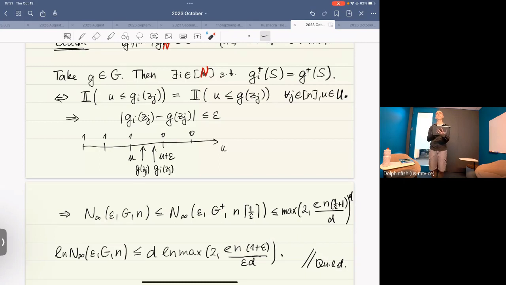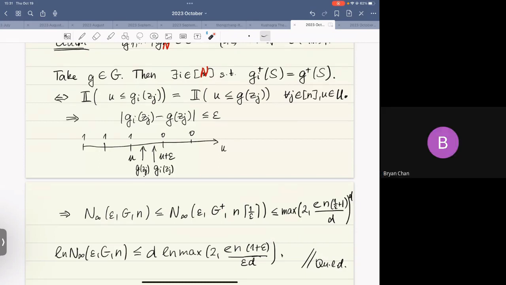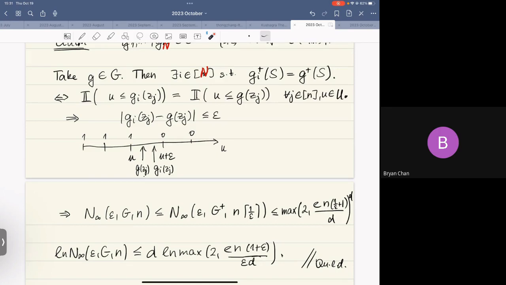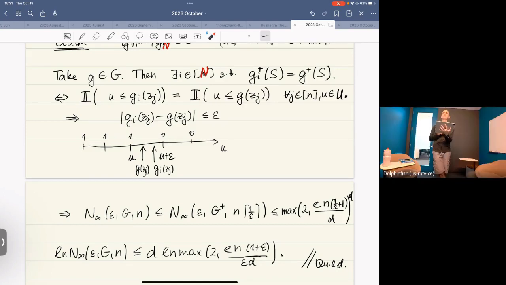Okay? Can I ask a question? Yeah. So we know that there is a G_i such that G_i(Z_j) is delta close to G(Z_j), but does it guarantee anything for any point outside? No, it says that the indicators, the zeros and ones, are going to match as a pattern. I see. That's what we know.